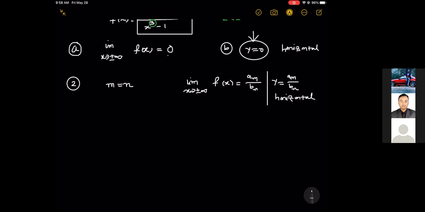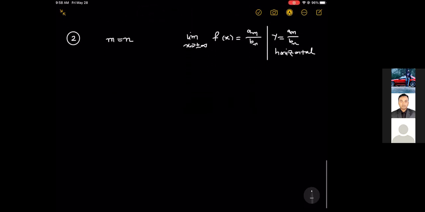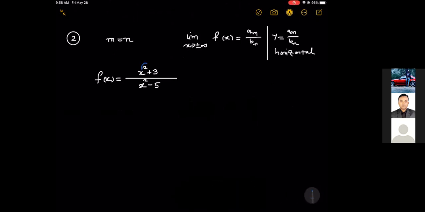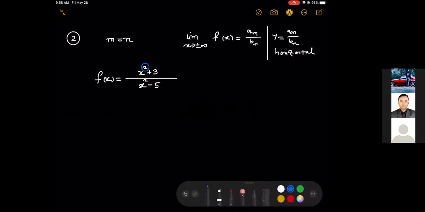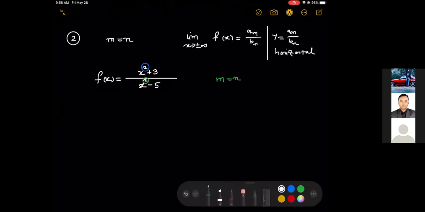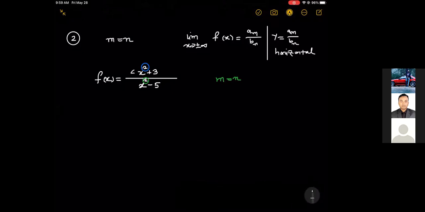Now let's see one example of it, and then hopefully it will make more sense. So let's say my function is x squared plus 3, and the denominator is x squared minus 5. Okay, that's my function. So the highest power of the numerator is 2. The highest power of the denominator is also 2. You can see it satisfies m equals n. I think I should add some coefficients here. Let's say 4 and 3.